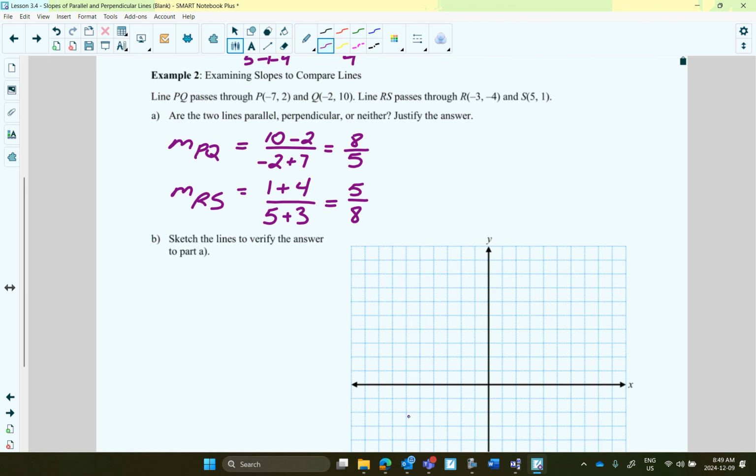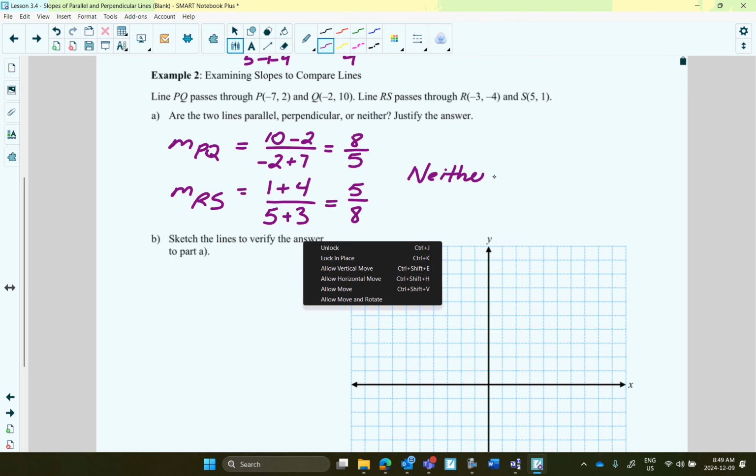So, parallel, perpendicular, or neither? Neither. They're not parallel, it's not the same. They're not perpendicular because one has to be negative and one has to be positive. So, neither.